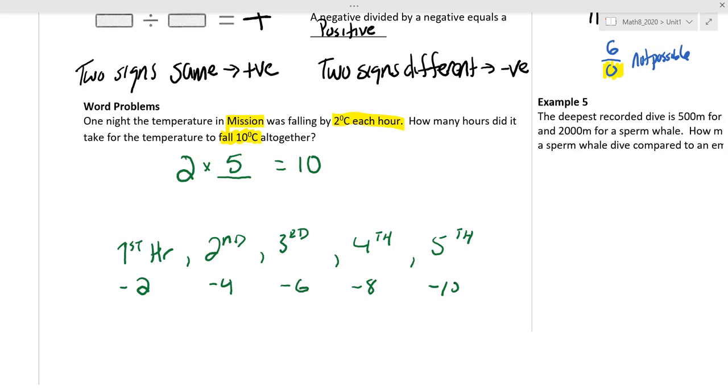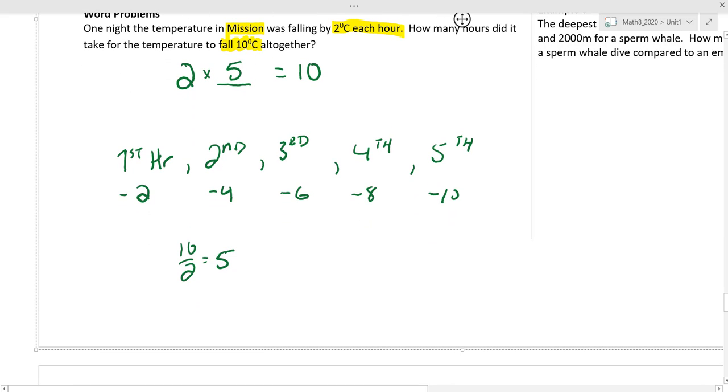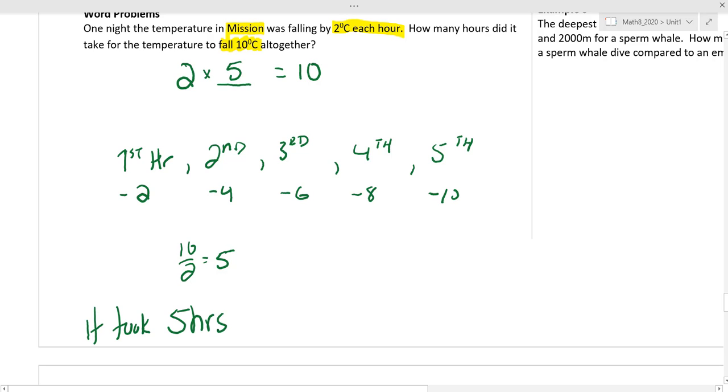You can do it that way, or you can do it by multiplication, or you can say, hey, 10 divided by 2. How could you write that in a division statement? 10 divided by 2 is equal to 5. So then you give it a little statement. How many hours? It took 5 hours for the temperature to drop.